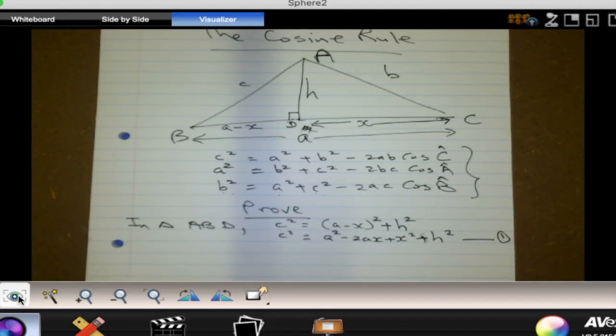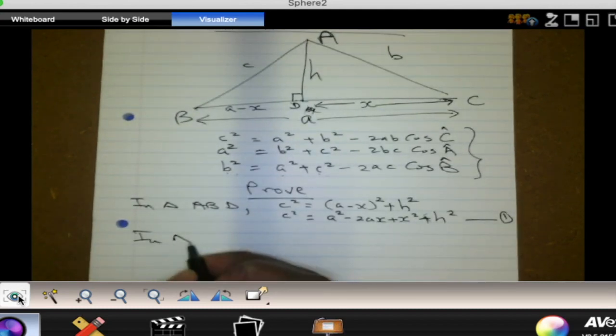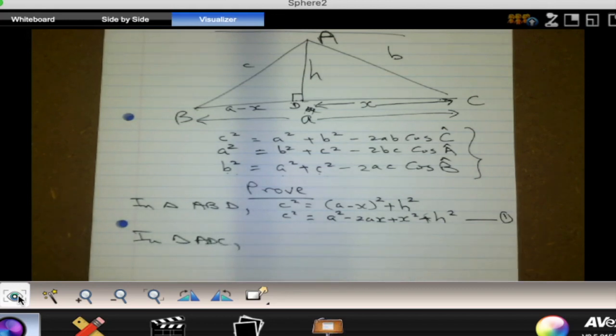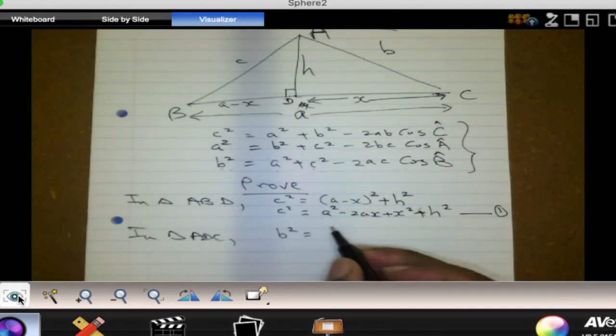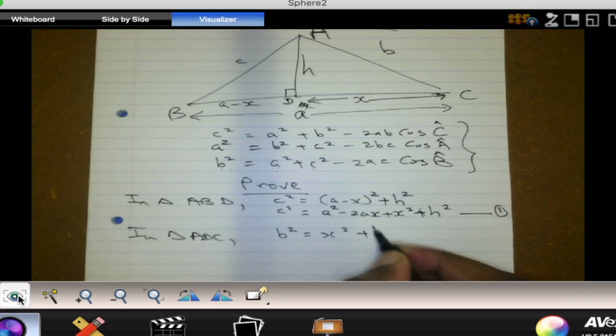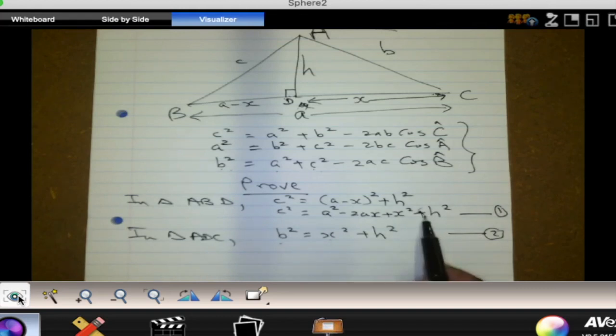Right, do you see what we've done there? Now let's go to the other triangle. That is triangle ADC. Use Pythagoras theorem again. What is b squared equal to? x squared plus h squared. And you know what that means? That means wherever we see x squared plus h squared, we can actually put b squared, right? And you can see where we can do that in number 1. There is x squared plus h squared. So later on, we'll go back there and put b squared there.